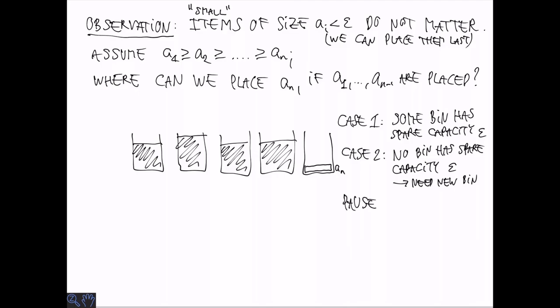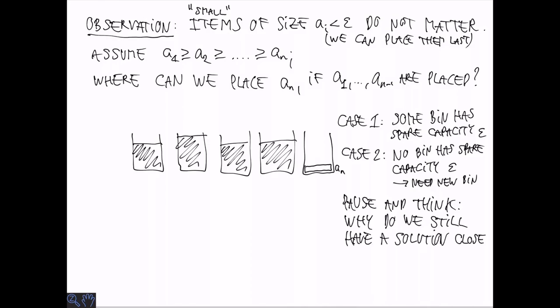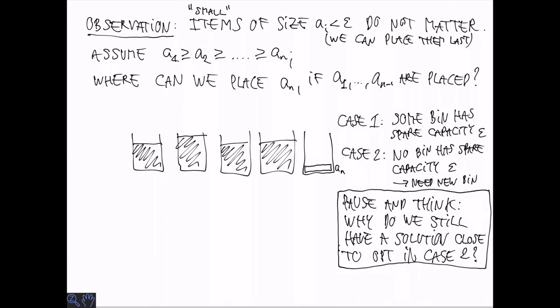Now, I would like you to pause and think. Why do we still have a solution in this case that is close to the optimal in case two, even though we have to add an extra bin?